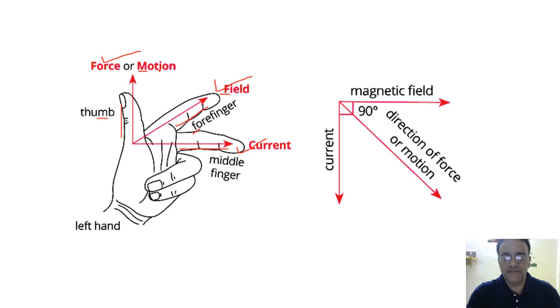Okay, that is force. And this is the center finger. Center finger also starts with C, and current is also start with C. So that will give the clue that the center finger is for current. There are some other tips that we will discuss after the right hand thumb rule. So now we'll see one question.